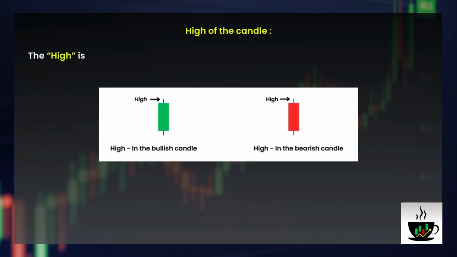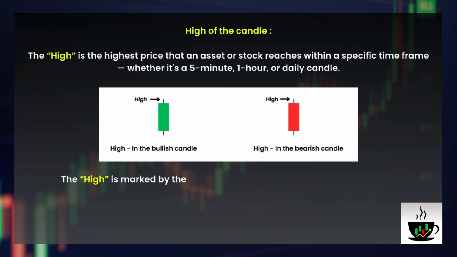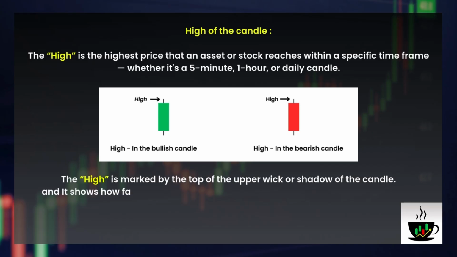High of the candle. The high is the highest price that an asset or stock reaches within a specific time frame, whether the 5-minute, 1 hour, or daily candle. The high is marked by the top of the upper wick or shadow of the candle, and it shows how far buyers were able to push the price up during that time period.